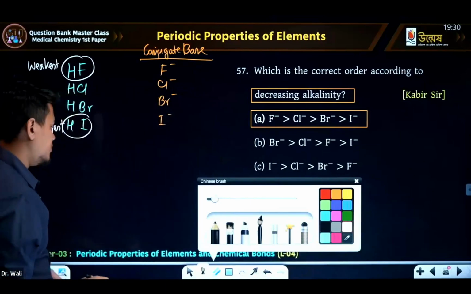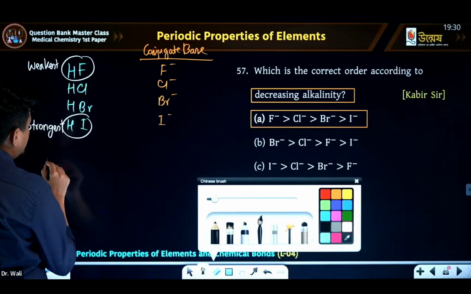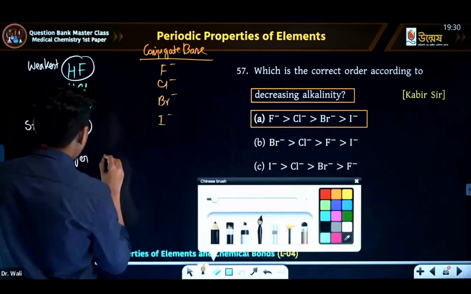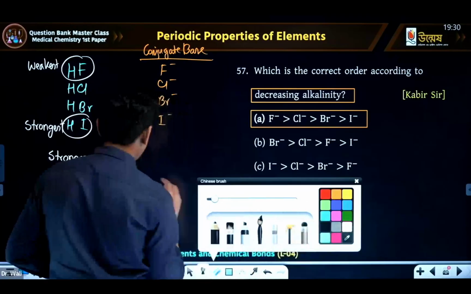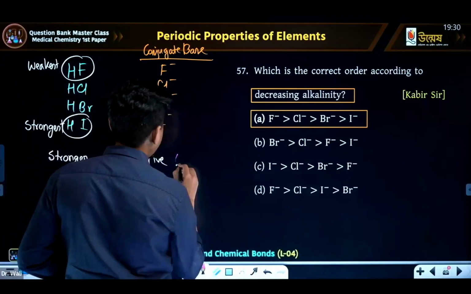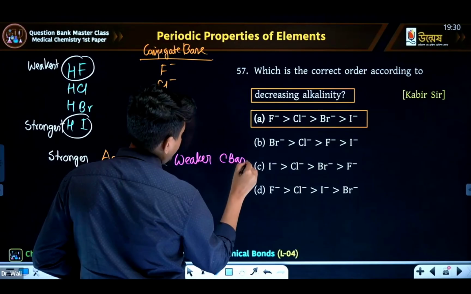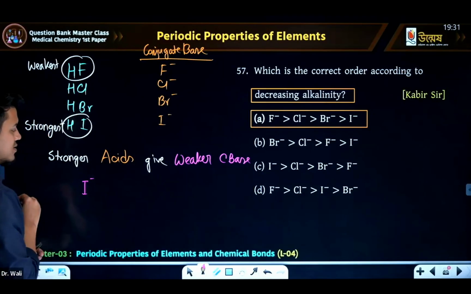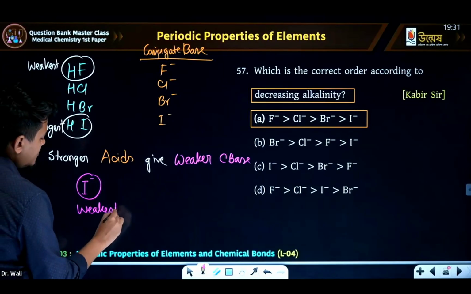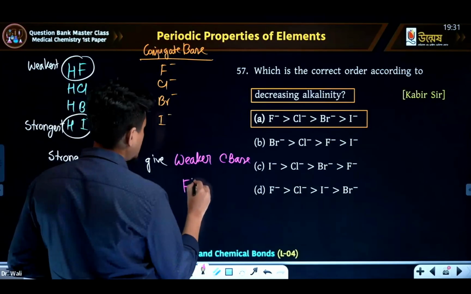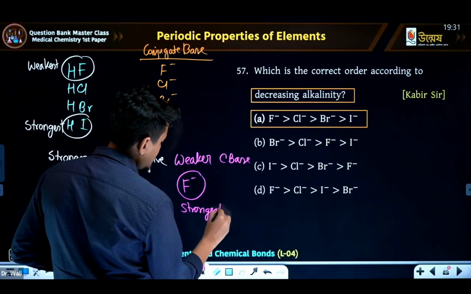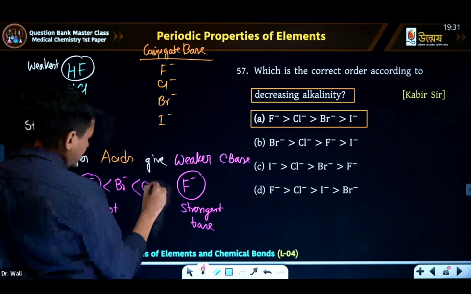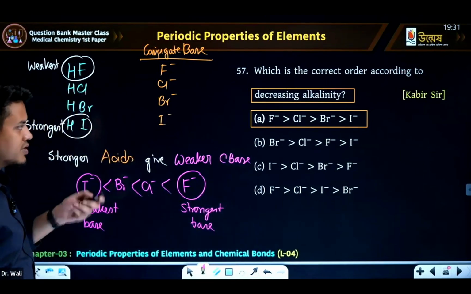Now, from the Bronsted-Lowry concept, we know that stronger acids give weaker conjugate bases. So in that scenario, iodide should be the weakest base. And which one will be the strongest base? The strongest base should be fluoride. Now, if we rearrange the order, it will be iodide, bromide, chloride, and fluoride. And this is placed over here in option A. So option A is the correct answer.